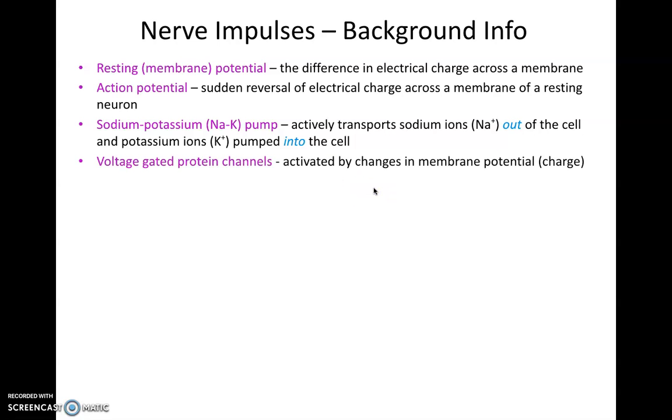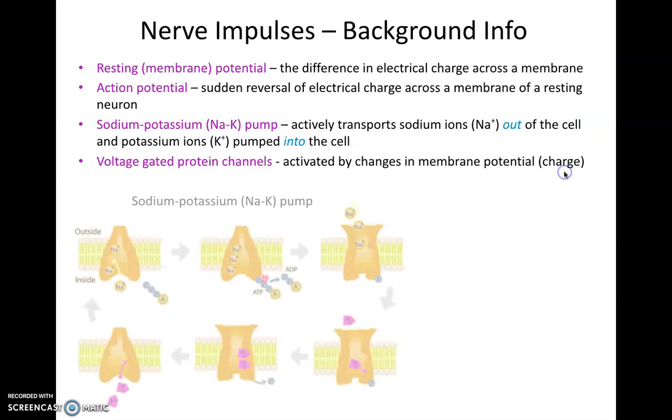And last, voltage-gated protein channels, and that should actually have a little dash between it like the sodium-potassium pump does. So voltage-gated protein channels, again, are another type of protein that you find within a cell membrane, and again, the cell membrane we're talking about is that of a neuron. And those are special protein channels that only allow materials in and out when they are activated by the changes in membrane potential and changes in that charge.